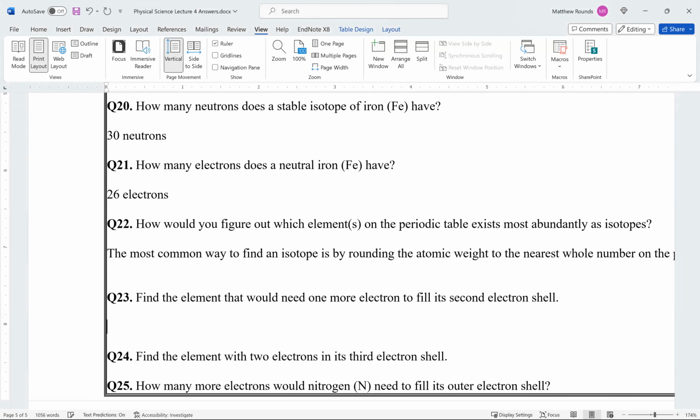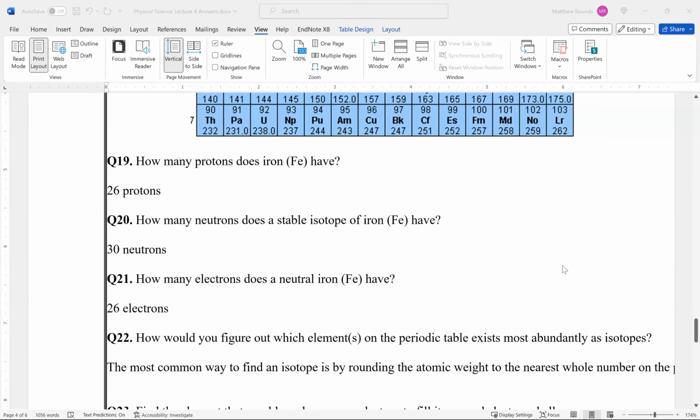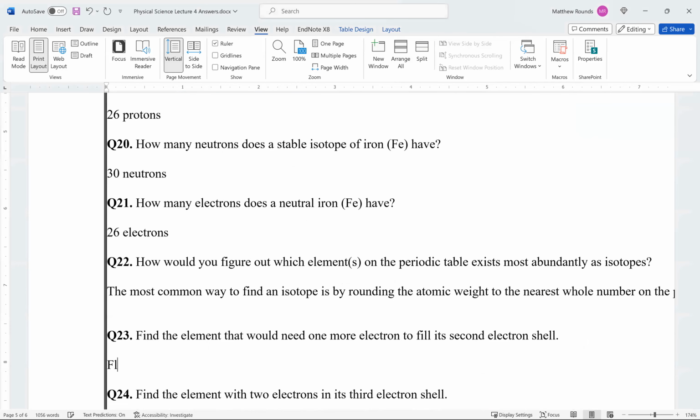All right. So it says find the element that would need one more electron to fill its second electron shell. The first electron shell holds two, and the next electron shell is eight. So 3, 4, 5, 6, 7, 8, 9. That gets you to 7. So neon is where the second shell is filled. So fluorine needs one more electron to fill its second shell. And if you didn't get all that, that's okay.